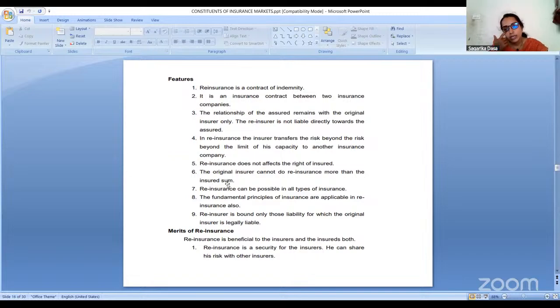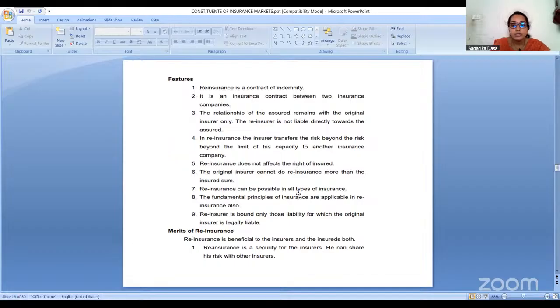If the original insurance policy is for 10 lakhs, the insurance company can go with a reinsurance policy up to 10 lakhs, but he cannot go beyond the 10 lakhs. So more than the insured sum is not possible in reinsurance.